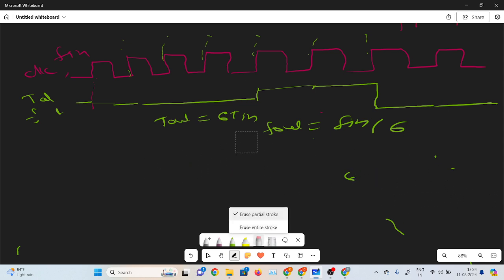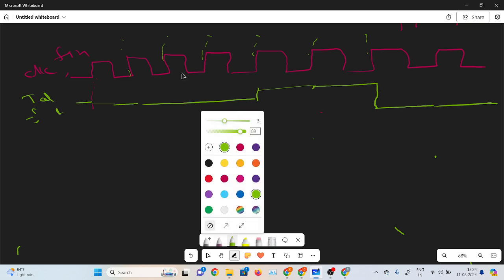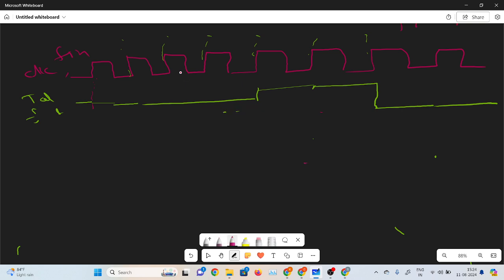For a 50% duty cycle, I will add one extra D flip flop at the output of the f by 6 circuit. It will provide a 1 clock cycle delay, like that. So here I can see this is the thing.